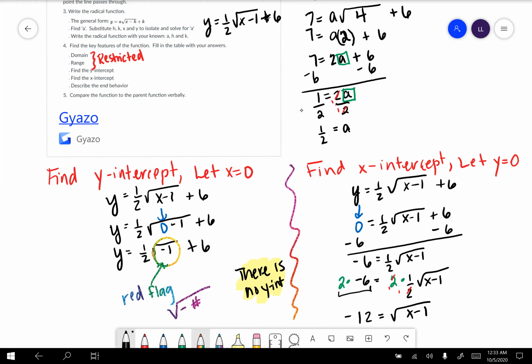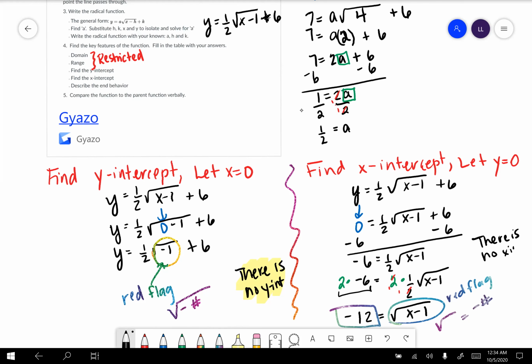I can stop right there. That's another flag on the play. We have a radical equal to a negative number. Can't do that. That's another red flag. So whenever you take the square root of a negative number while solving for the x or y intercepts, or whenever you have a radical equal to a negative number, there's no solution. Because there's no solution, there is no x-intercept.